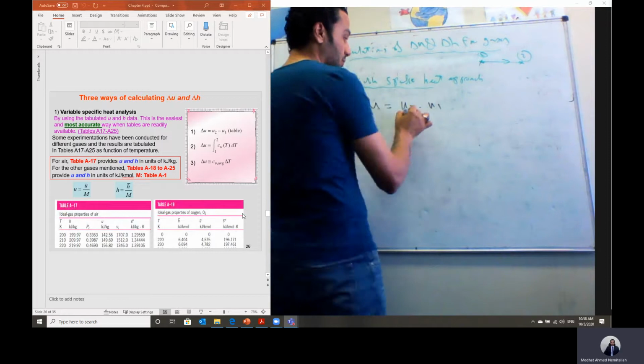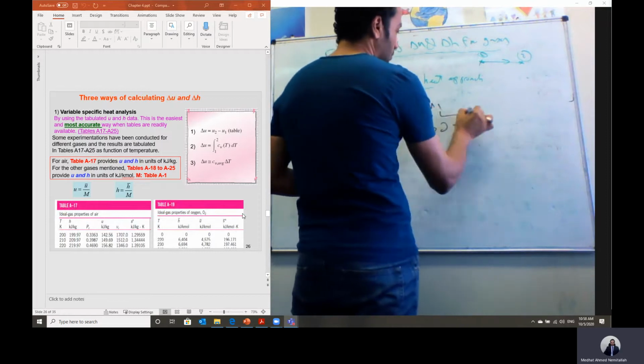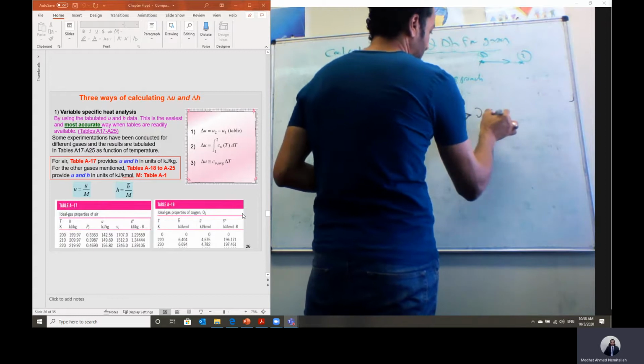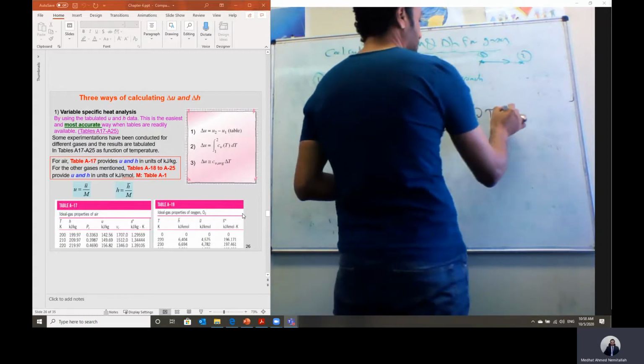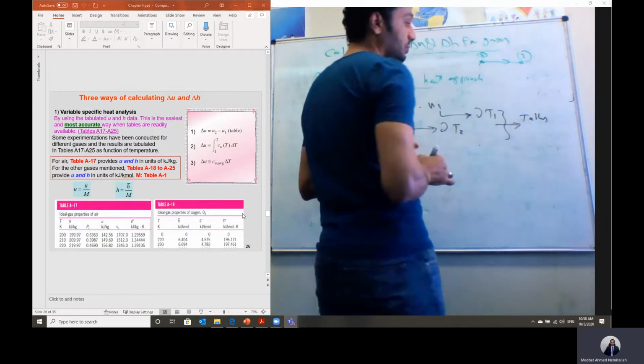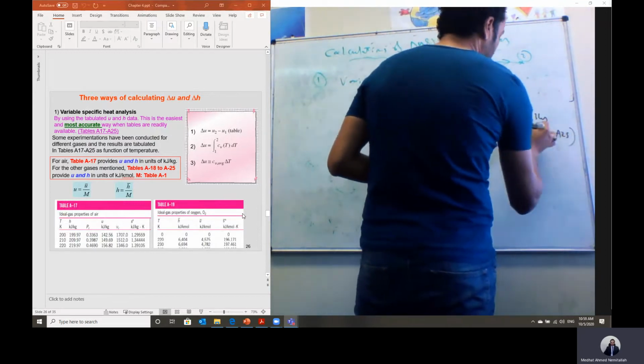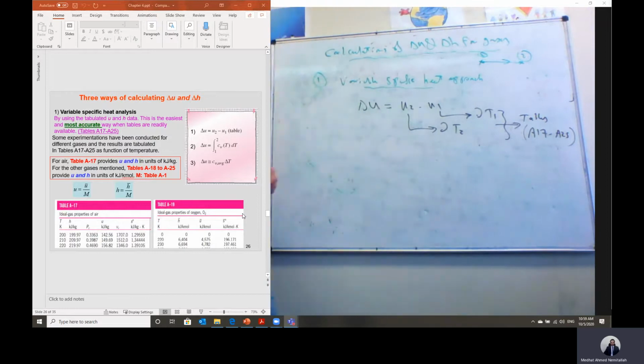U2 is calculated at temperature T2. U1 is calculated at temperature T1, and those are calculated from tables. The values of U2 and U1 are calculated from tables A17 to A25 in this case. Table A17 is for air.